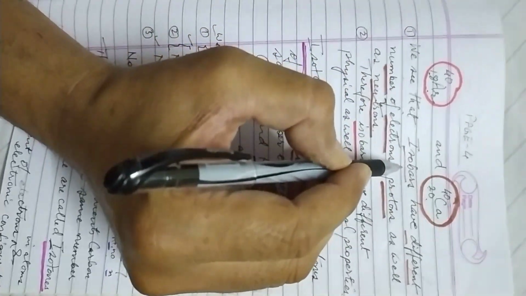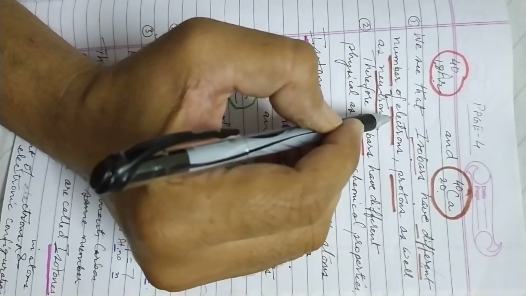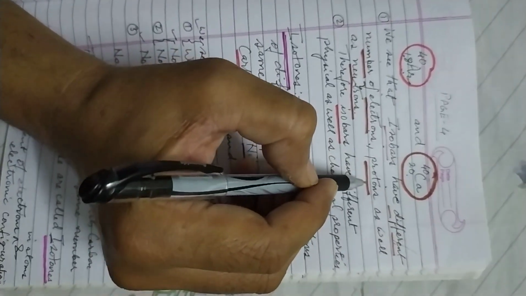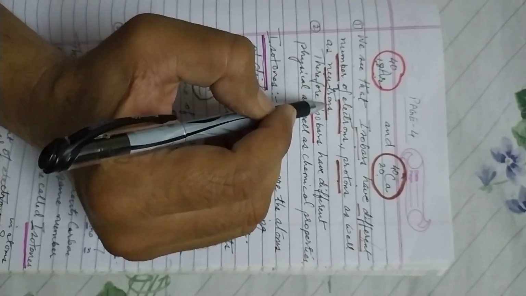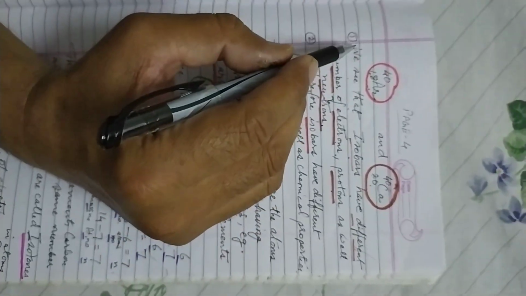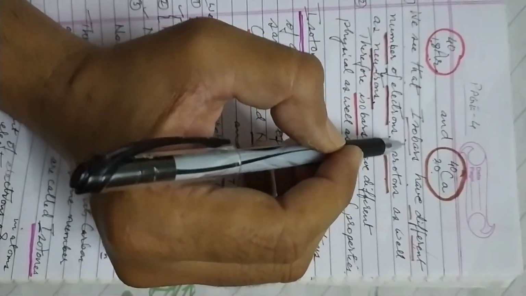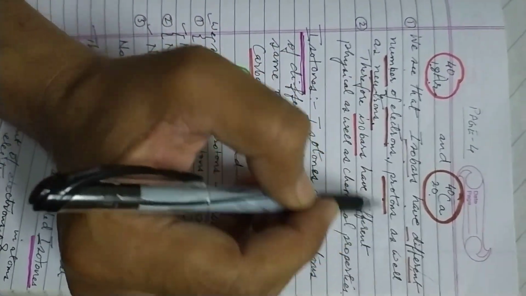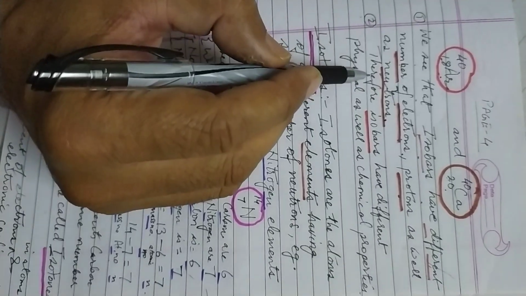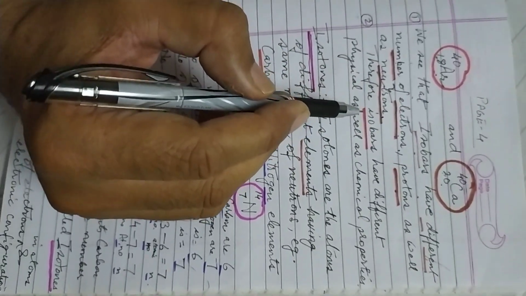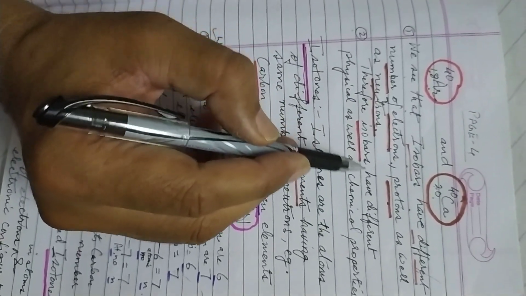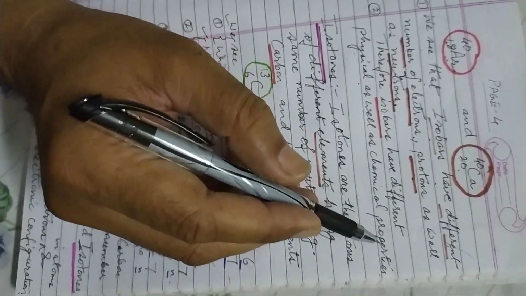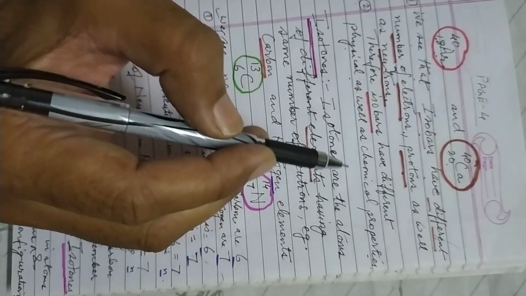We see that isobars have different numbers of electrons, protons, as well as neutrons. Let me repeat this property of isobars once again. Isobars have different numbers of electrons, protons, as well as neutrons. And the second property of isobars is that isobars have different physical as well as chemical properties.